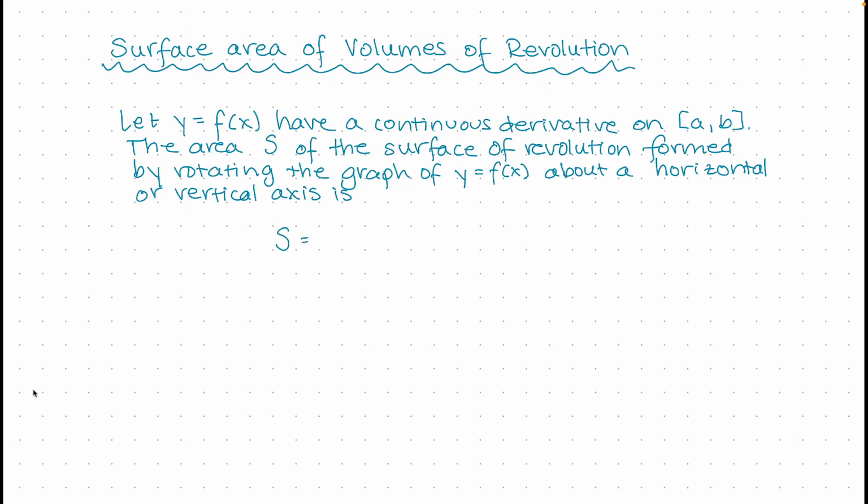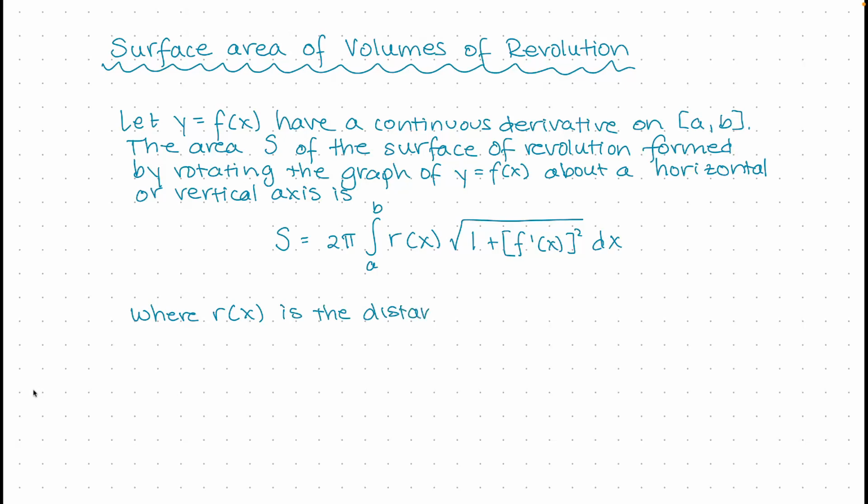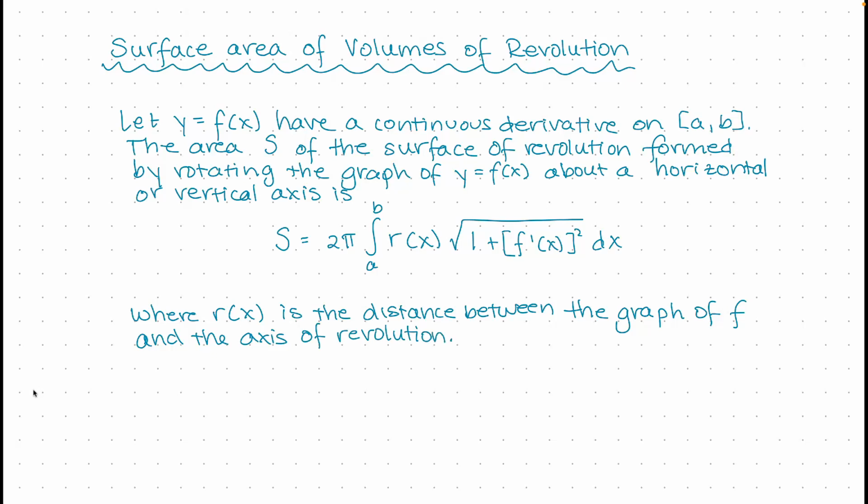Surface area is 2 pi times the integral from a to b of r of x times the square root of 1 plus f prime of x squared dx, where r of x is the distance between the graph of f and the axis of revolution. I'll let you get caught up there because we got more.